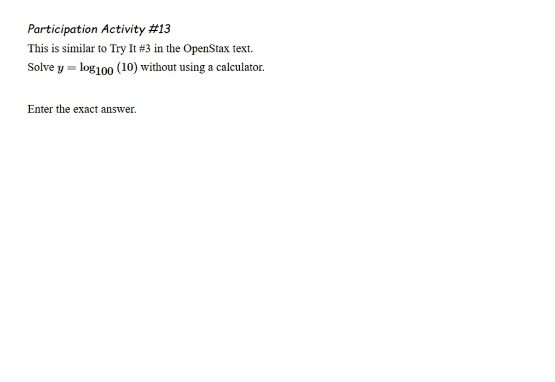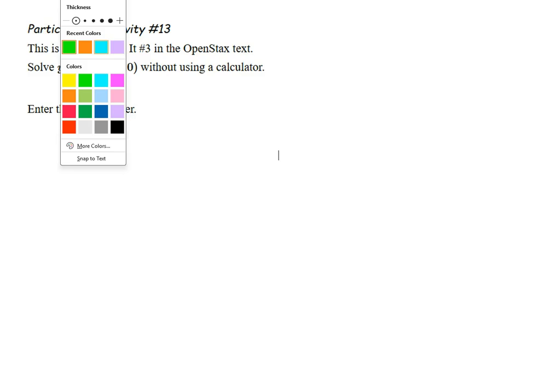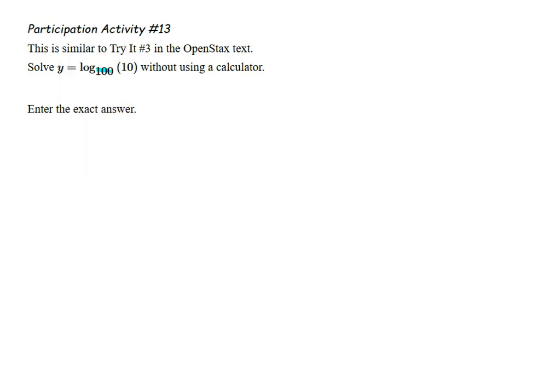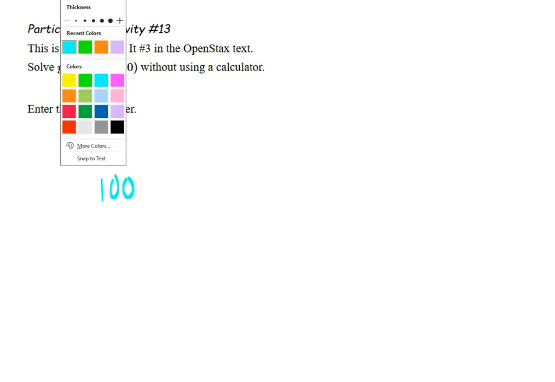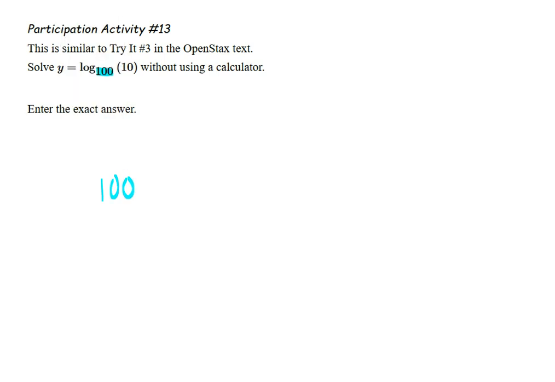But remember, I'm going to start with the base. The base is 100. So it's going to be 100 raised to whatever the logarithm is set equal to, that's going to be your exponent, equals whatever it was you were taking the log of. So this will be the 10. So I'm trying to figure out y to what power would equal 10.